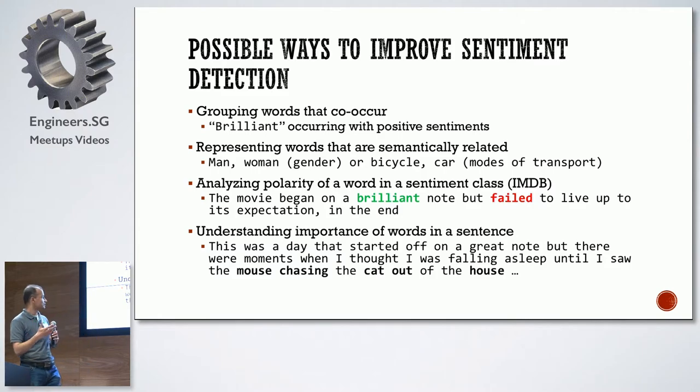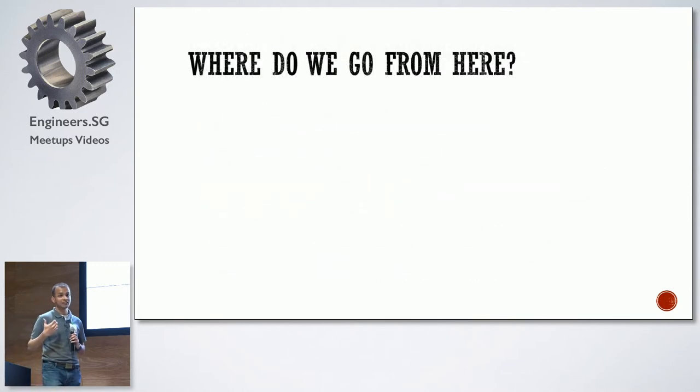So the surprise element is towards the end. All the other words are more or less boring. But the attention span would be at the end, where the mouse is chasing the cat out of the house. So attention is again important in sentiment. If you can give words weights based on attention, that would also be very useful for doing sentiment analysis. So where do we go from here?